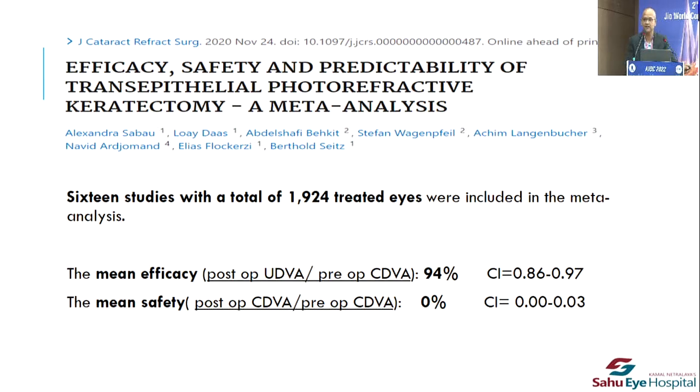Now, we've talked about the safety, the haze part. Now, what about efficacy? This is another thing that comes in. LASIK is much more efficient. Femto-LASIK is wow. SMILE is the best procedure that could have been there. But let's look at data. This meta-analysis, which looked at 1924 eyes, actually showed the efficacy was around 94%.